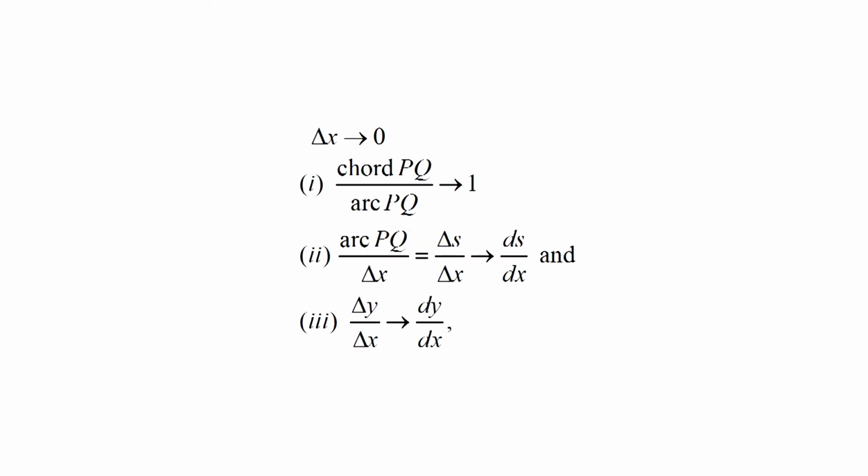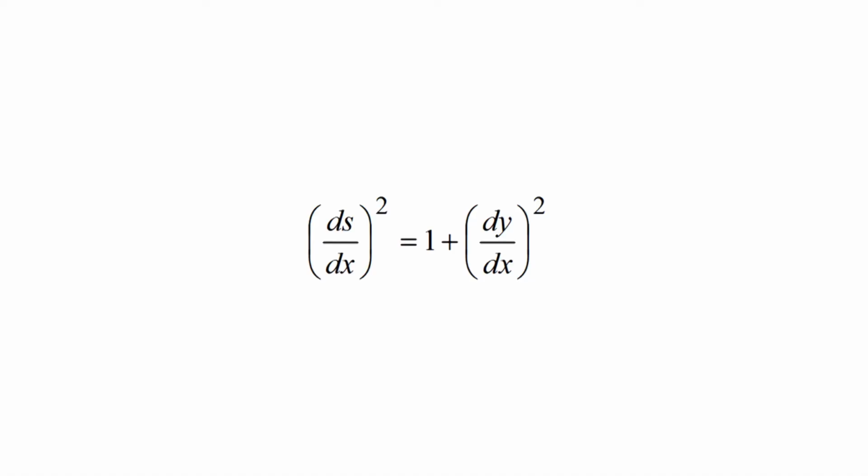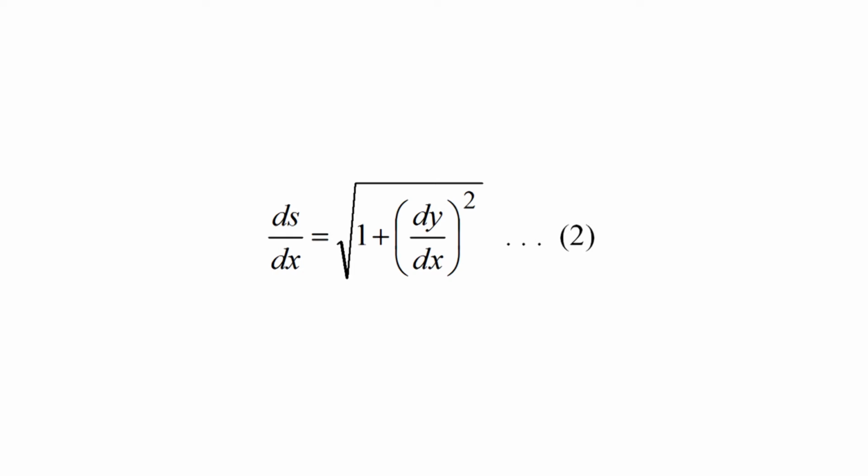In the limit when delta x approaches 0, chord PQ by arc PQ approaches 1, arc PQ by delta x, which is equal to delta s by delta x, approaches ds by dx, and delta y by delta x approaches dy by dx. So that from equation 1, letting delta x approach 0, we obtain (ds by dx) all square is equal to 1 plus (dy by dx) all square. Hence, ds by dx is equal to square root of 1 plus (dy by dx) all square. We call it equation number 2.